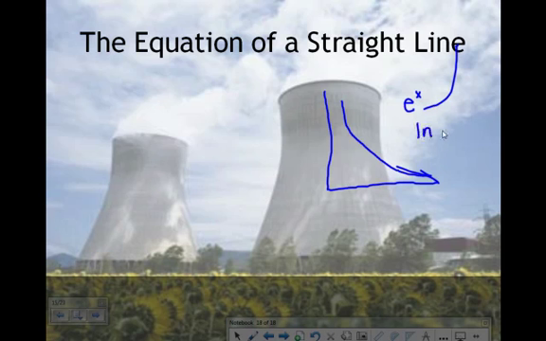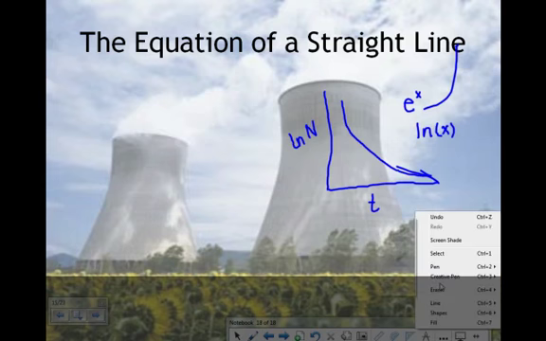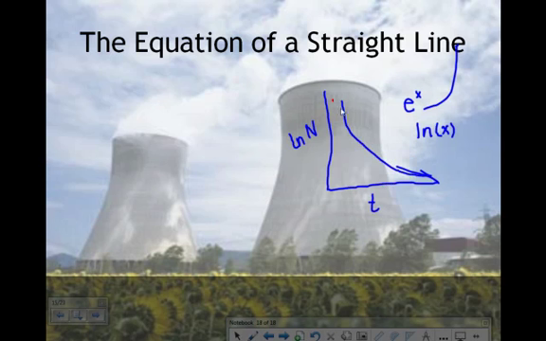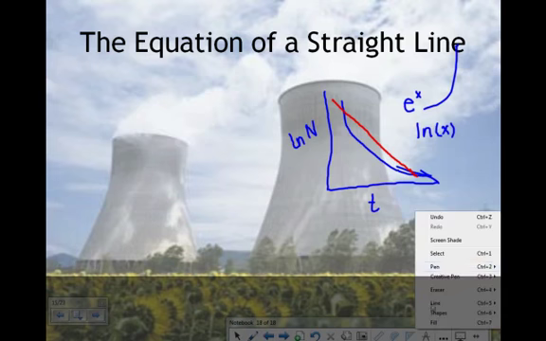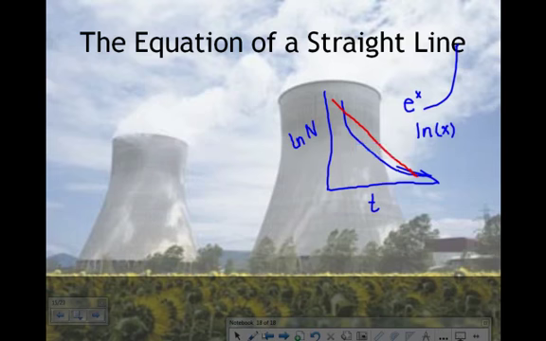The opposite of e to the x is the natural log of x. So suppose that we took the natural log of the amount of products we have, the natural log of n, and graphed that equation over time. The natural log of n over time would then give us a straight line. So where n over t is a curved decay line, the natural log over t is a straight line. And I like to use the straight line because it's math that's easy. Y'all know that about me by now.